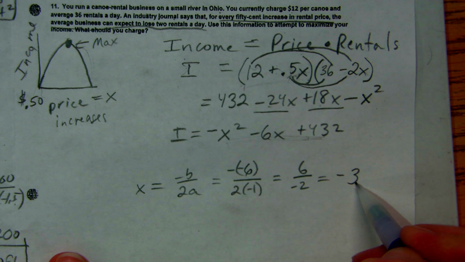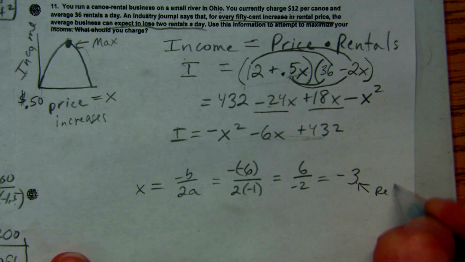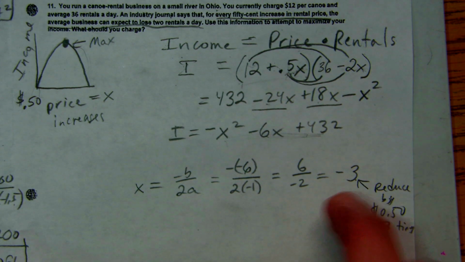So instead of going up in rentals, we got negative 3. What this actually means is that you should reduce by 50 cents 3 times, which would be $1.50. I should actually decrease the price to make more money. So let's see how much money we would make if I do that.